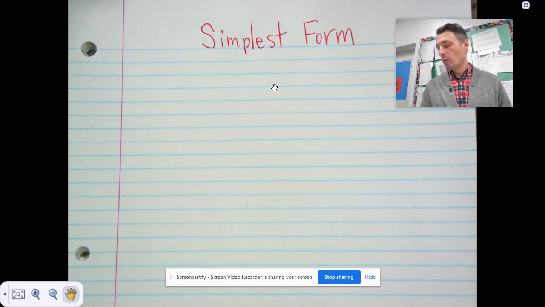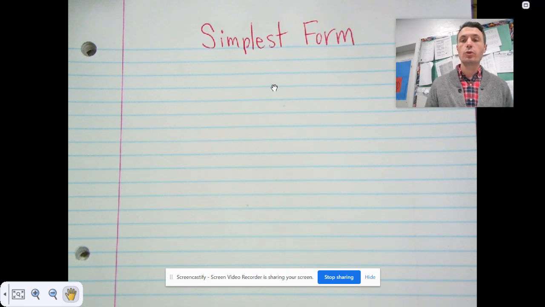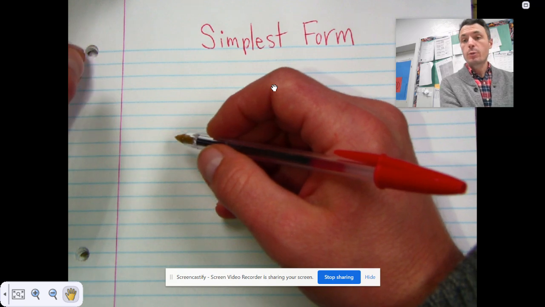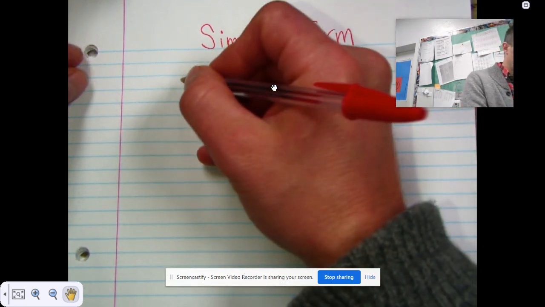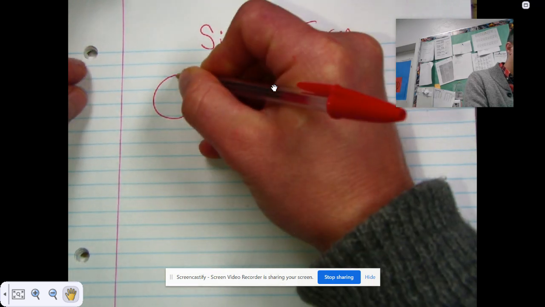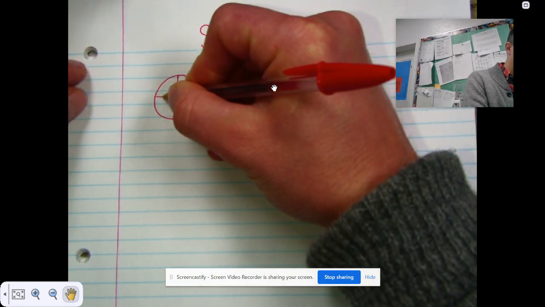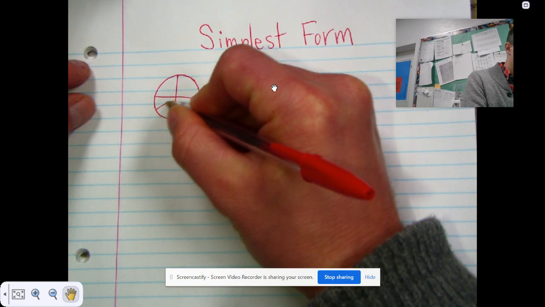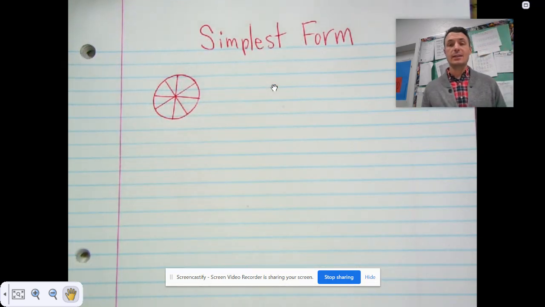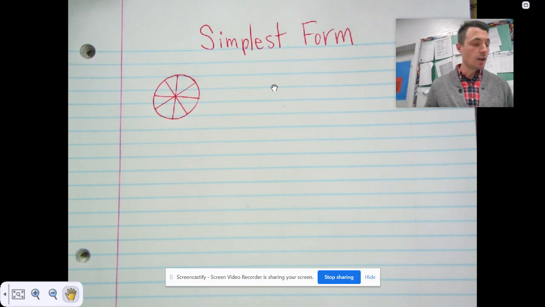Now, first of all, what does simplest form mean? The best way to explain what simplest form means is to show you with an illustration, one that you're all familiar with, probably eating pizza. Let's say you had a pizza that was cut in 8 slices. Okay, this pizza is cut in 8 slices, and let's say you're really hungry.